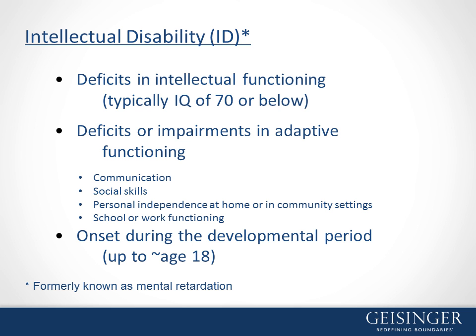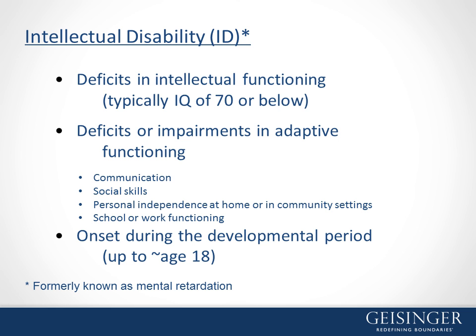There's no blood test for intellectual disability, and it involves three main areas. One, you have to have deficits in intellectual functioning, and this gets measured on an IQ test. The average IQ in the general population is around 100, and if you have an IQ of 70 or below, then you may meet criteria for an intellectual disability.